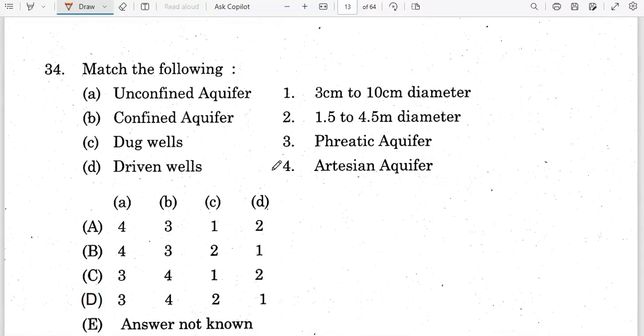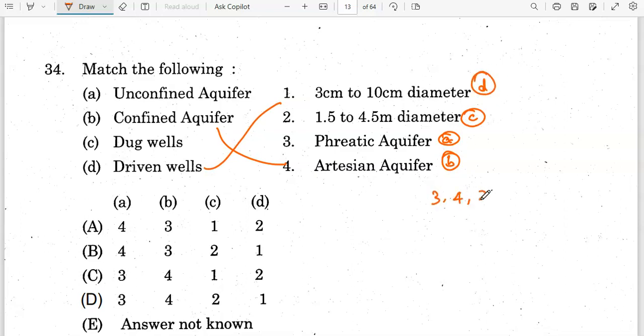So this is match the following. Look at this: unconfined aquifer, confined aquifer, dug wells and driven wells. Unconfined aquifer is also known as phreatic aquifers A, and confined aquifer is known as artesian aquifer B, and dug wells are 1.5 to 4.5 meter diameter, C. For driven wells it is 3 centimeter to 10 centimeter diameter. So 3, 4, 2, 1. Option D is the correct answer.